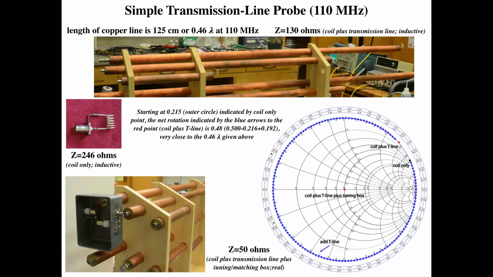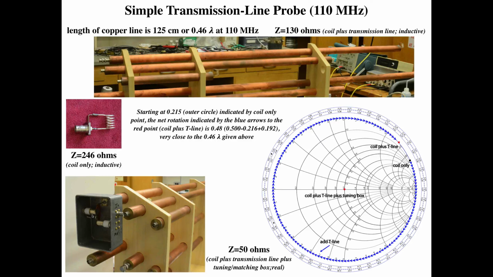Okay. Now we add a tuning and matching box to the transmission line. That's this thing here. So what we have here is a Polyflon tuning capacitor and a Polyflon matching capacitor. And again, generally with NMR probes, you want to get the impedance of this thing to look like 50 ohms real. Okay, and you can do that with this setup here.